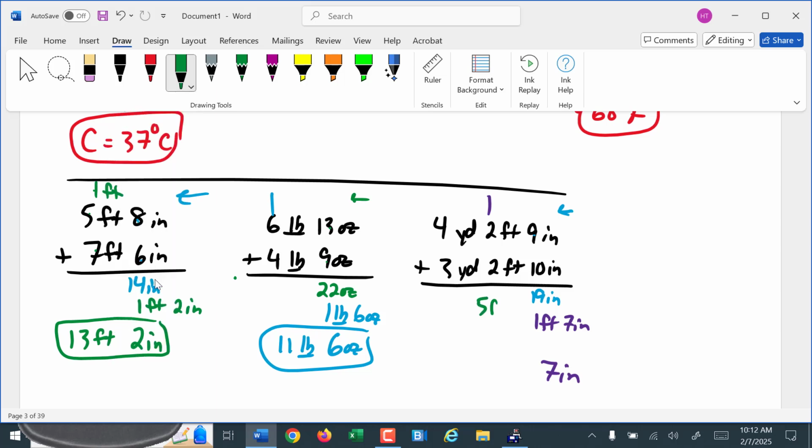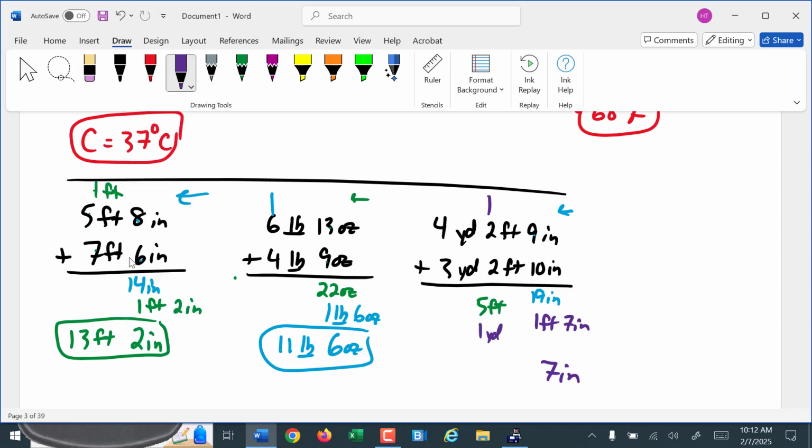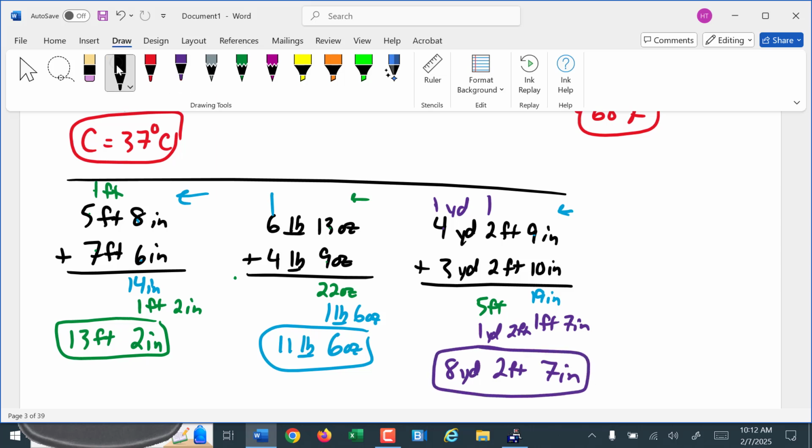I gave that away. Which is more than a yard. It's 1 yard and how many feet? 2 feet. So we keep the 2 feet, carry the 1 yard. 1, 4, and 3 make 8 yards. So 8 yards, 2 feet, 7 inches. Just to keep you on your toes.